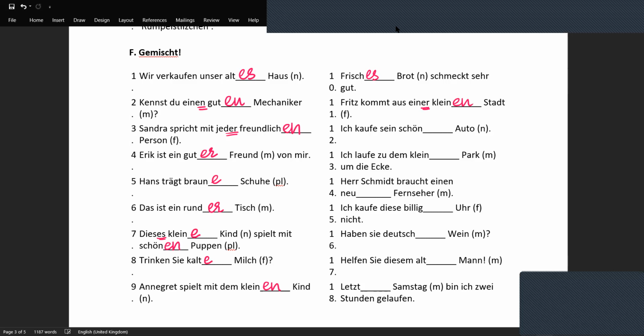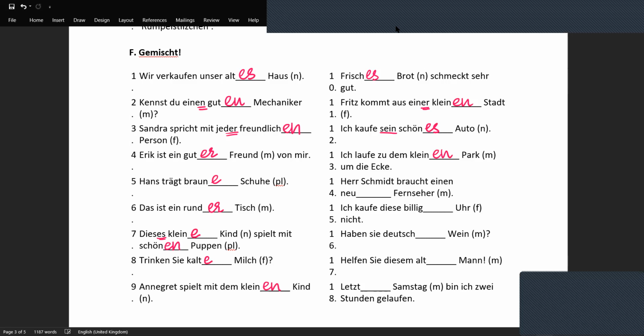Ich kaufe sein schönes... Now sein, the article is not there, but it's still not telling us the meaning. Ich laufe zu dem kleinen Park um die Ecke.